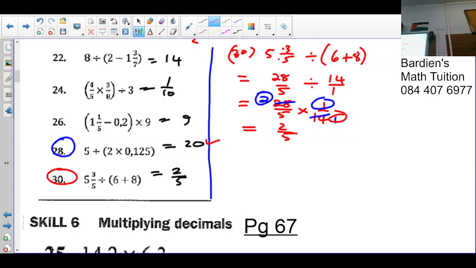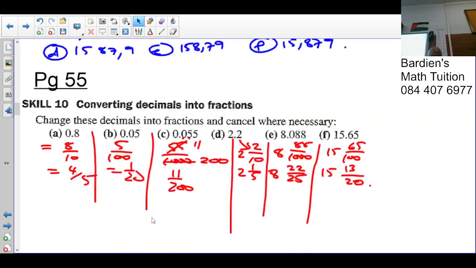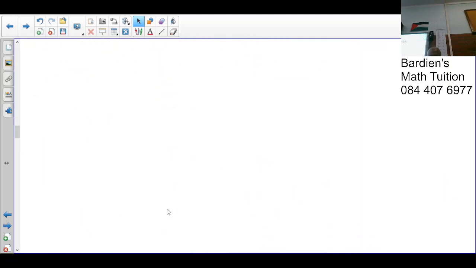Okay, anything else? So before we go on, I think we must first go into the next part of the work before I give you a new homework.